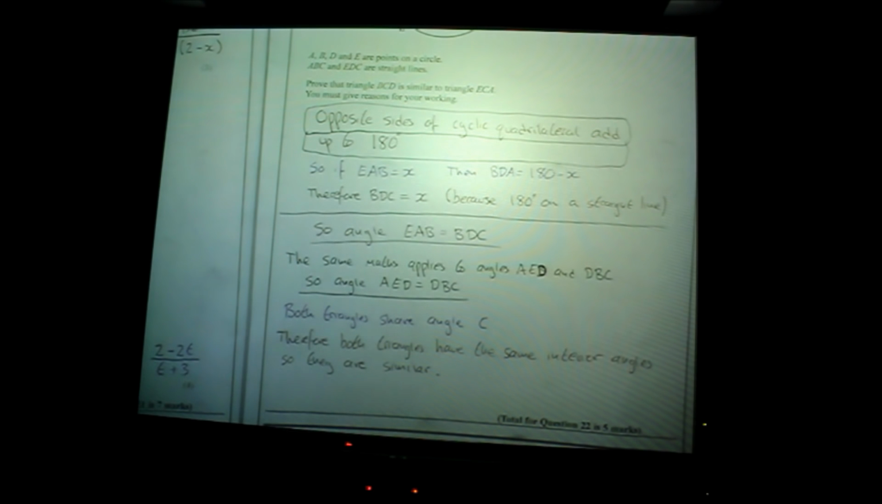So basically this angle here and this angle here are the same. The same maths applies to this angle and this angle up here, and you'll obviously notice they share angle C. And I've written all that down. So therefore both triangles have the same interior angles, so they are similar.